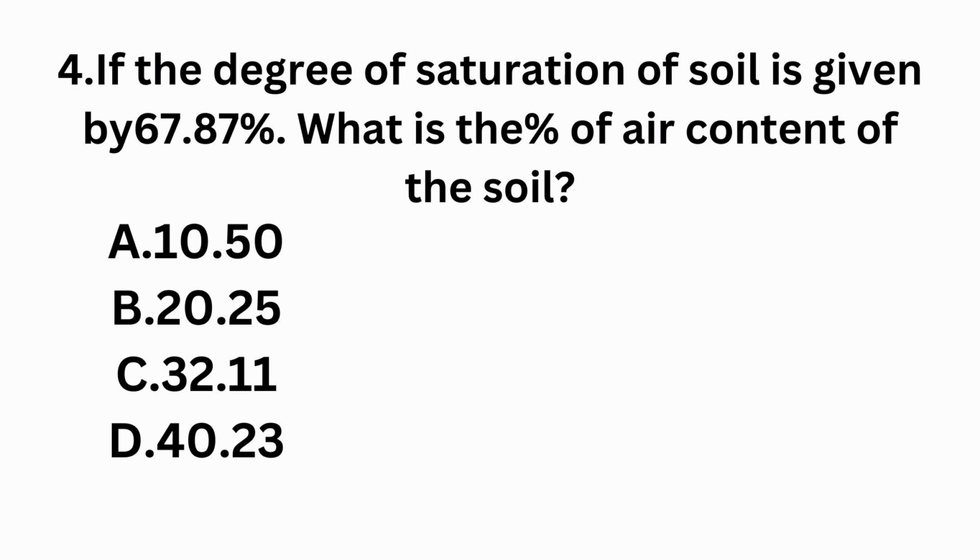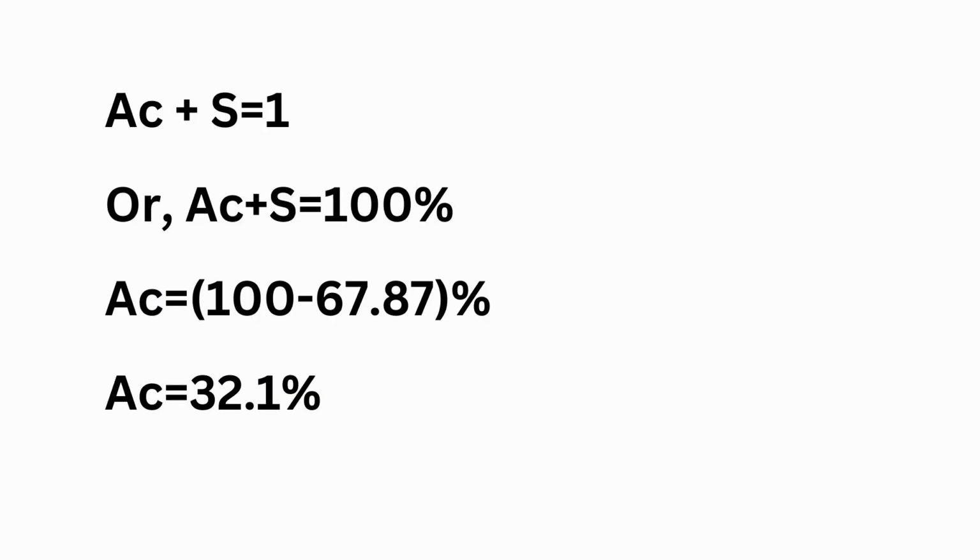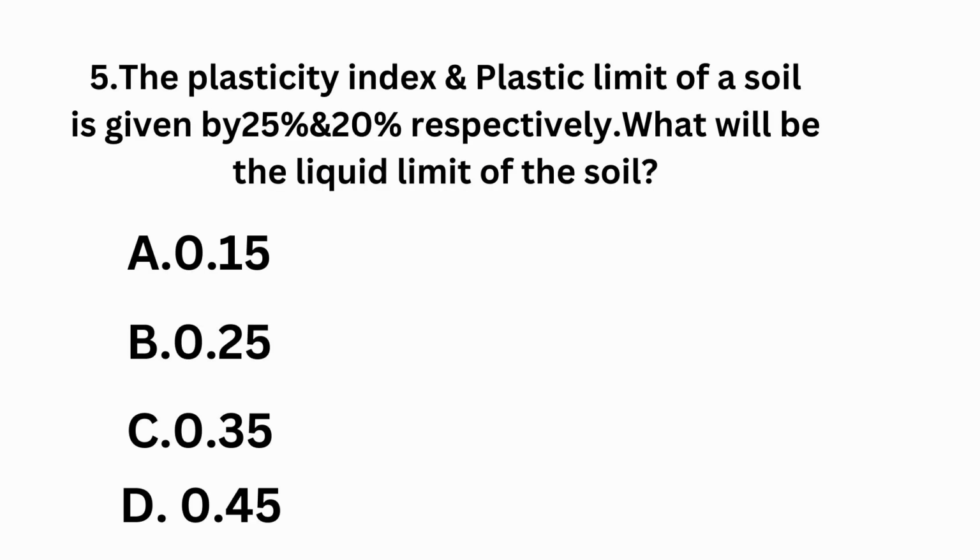And the percentage air content is the ratio of volume of air to the volume of voids. The cumulative value of percentage air content and degree of saturation is 100%. After putting the value of degree of saturation in this equation, we will get the percentage of air content, which is 32.1%.